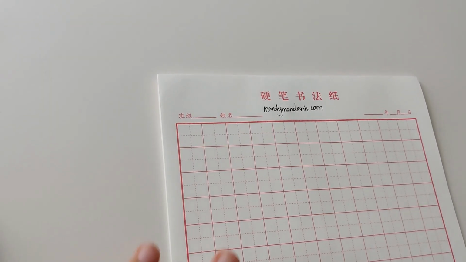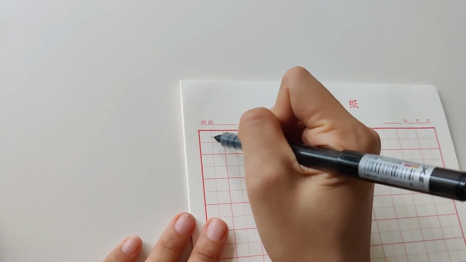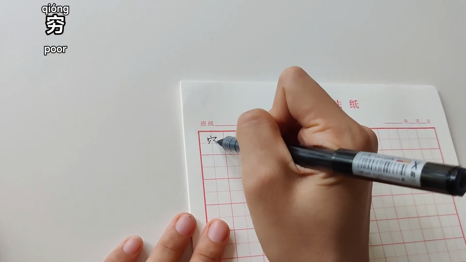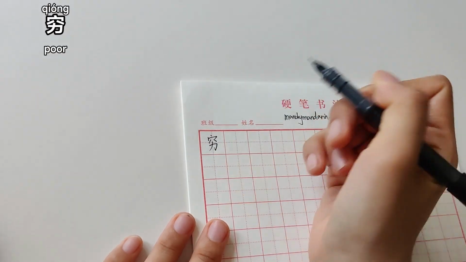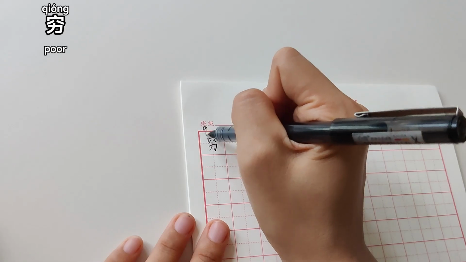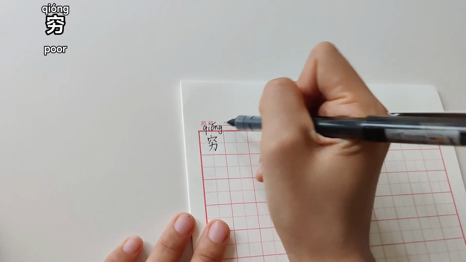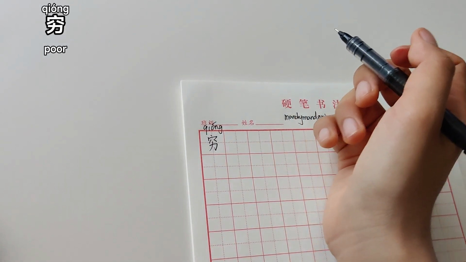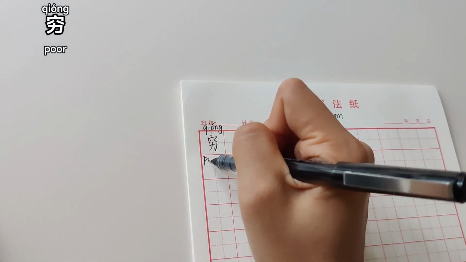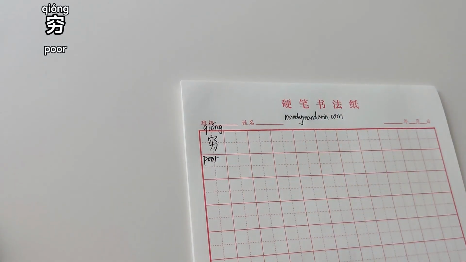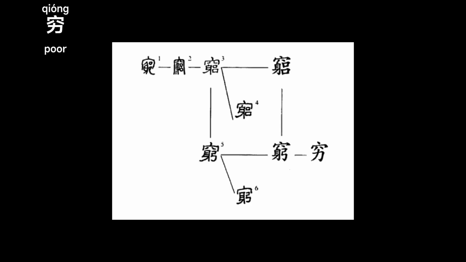Moving on to the next example, we have a cave on the top. And this is 穷, which means poor. Yeah, unfortunately. And here is the evolution of this character, 穷. And you can see this version of the 穷. It has a cave on top and a body at the bottom left.